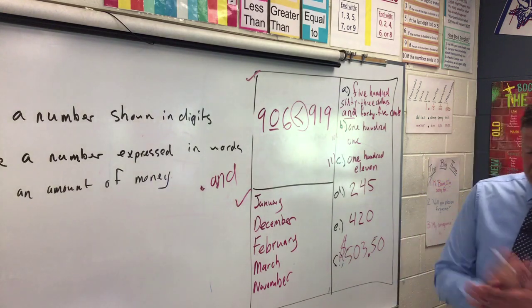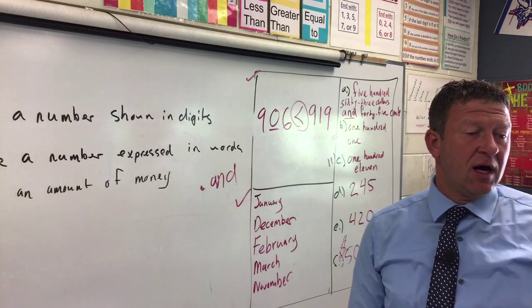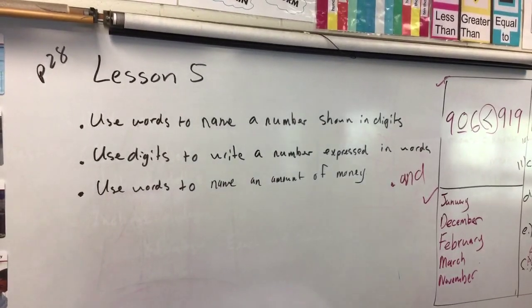All right, guys, your assignment is 1 through 30. Stay tuned for my second video to give you some examples on how to do this. Our objectives today were use the words to write a number shown, and then use words to write a number, and then name the amount of money using words as well.